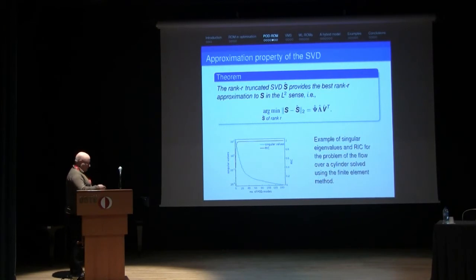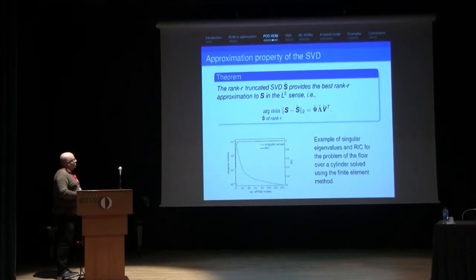In fact, we have a general theorem that states that the singular value decomposition truncated at rank R, the target dimension of the reduced space, is the best rank R approximation to the matrix of snapshots S. Okay.